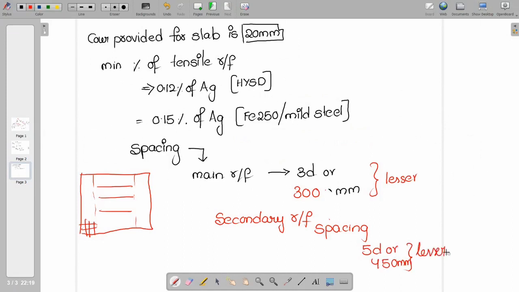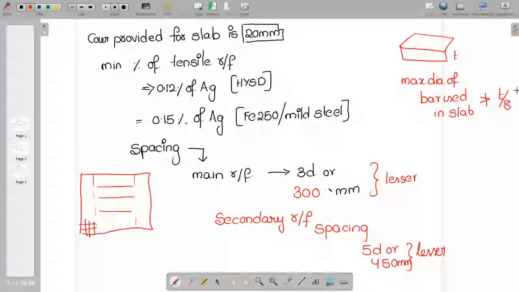Now, my dear students, they can ask you, suppose in a slab, the thickness of the slab you assume as T. The maximum diameter of bar used in slab cannot be more than thickness upon 8. This is an important objective question, students.